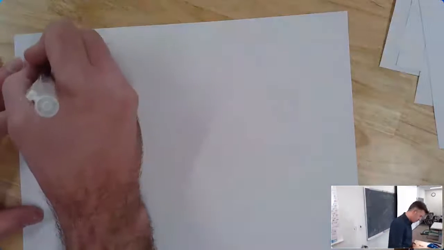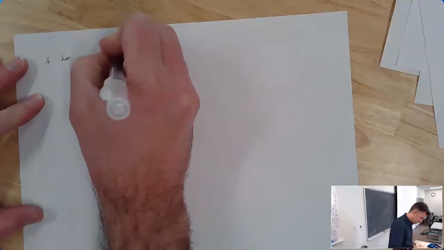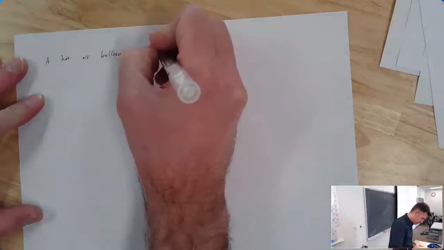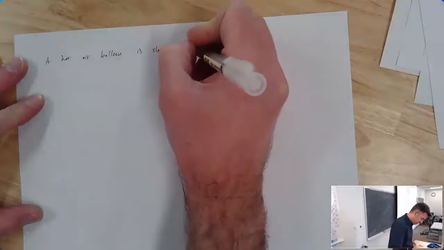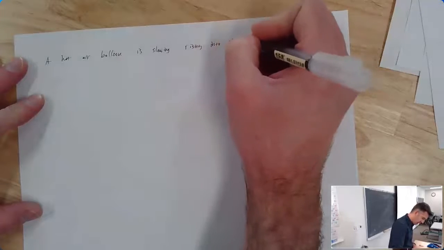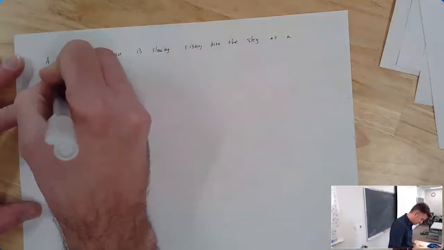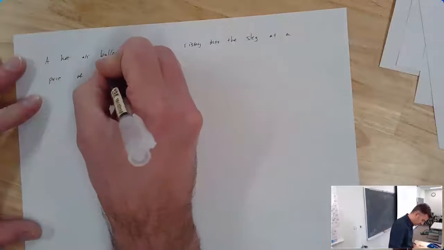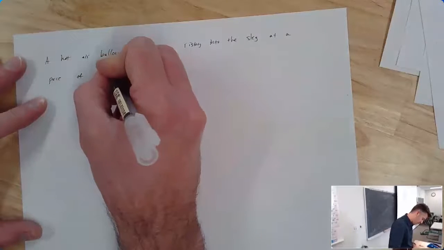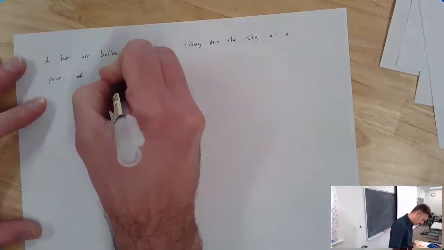Let's say, I like this question. A hot air balloon is slowly rising into the sky at a pace of, sure, let's say 5 meters per minute. It's going slow.